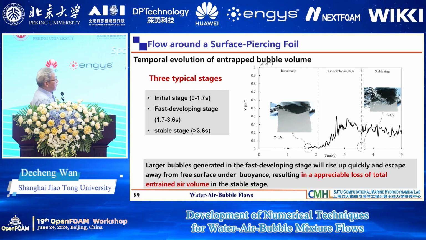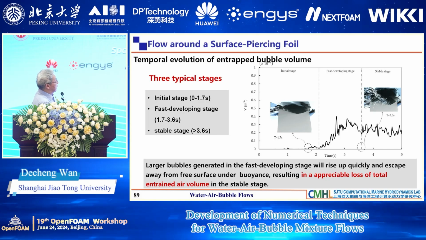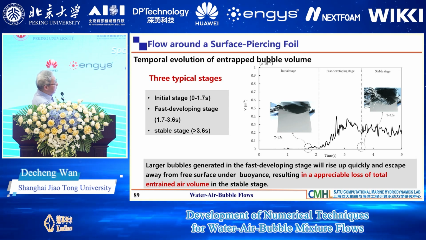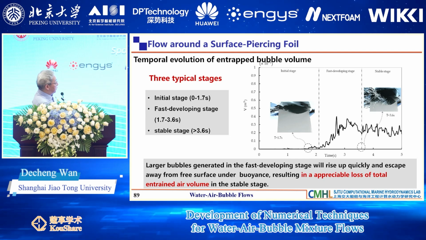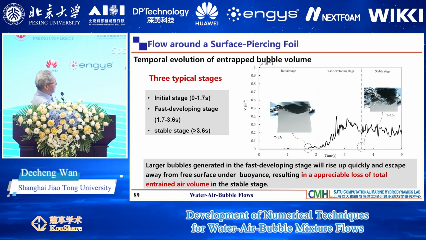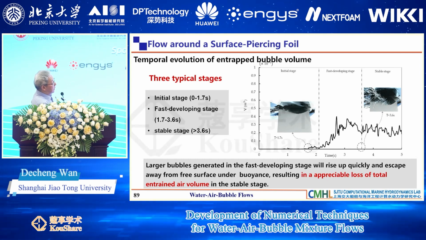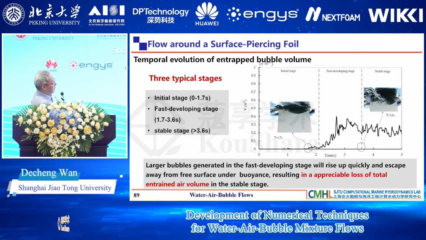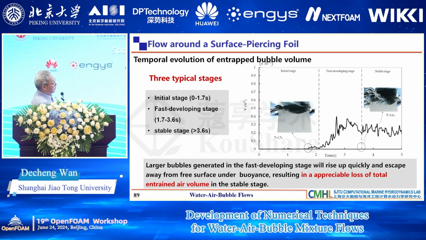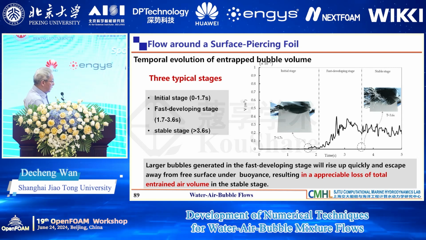Okay, so we can see these very typical three stages. This is the initial stage, you know. The second stage is fast developing, you see. And then finally they get a stable stage, with always the breaking. This is heterogeneity, and then fast developing to the stable stage.